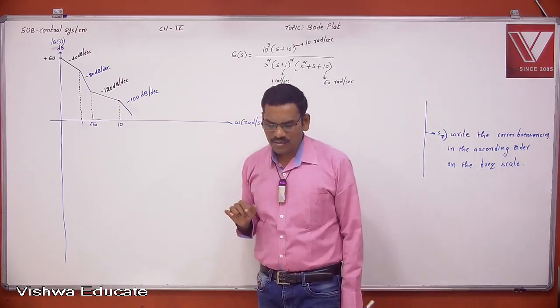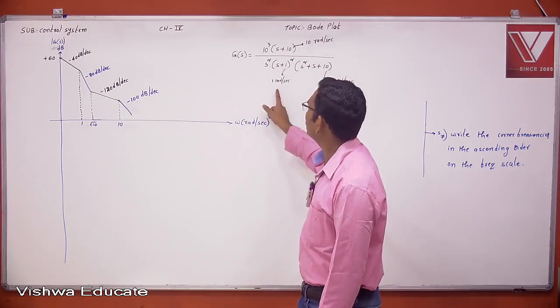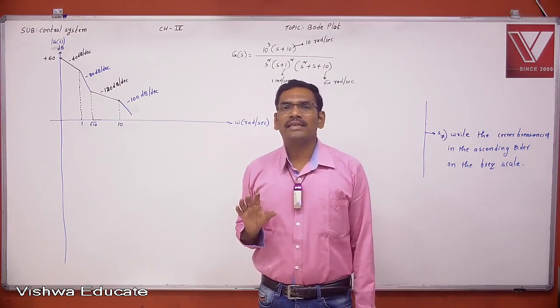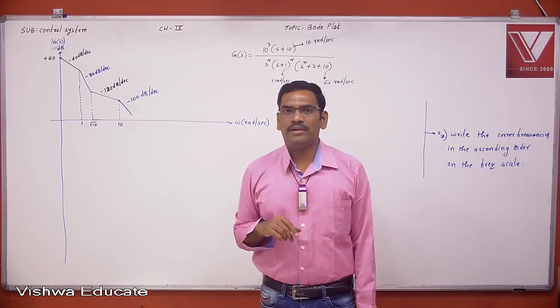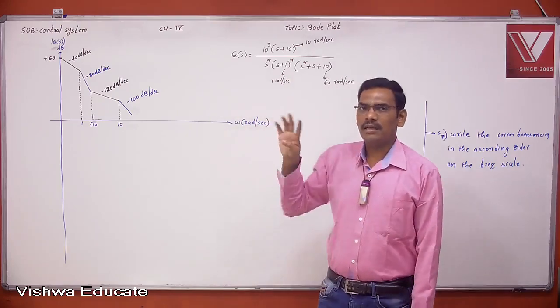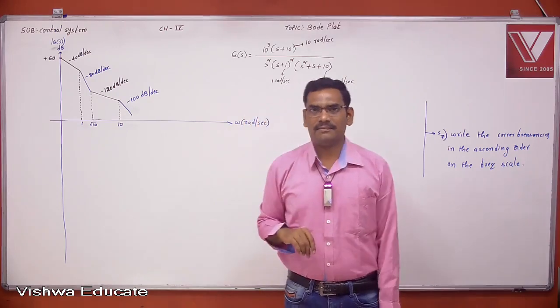Now let us ask one simple question on the same problem. Which of the following is the correct Bode plot for the given transfer function? Now students, which of the following is the correct Bode plot for the given transfer function? There are 4 options. In the 4 options, there are 4 Bode plots.